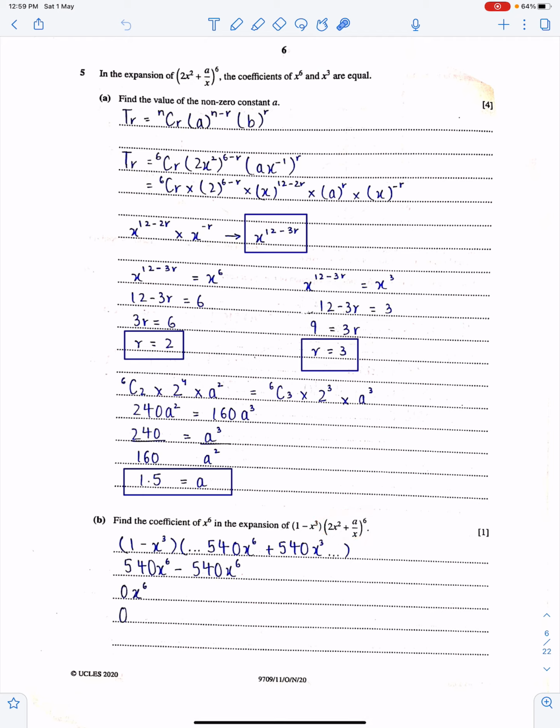So by multiplying 1 with this term, we have this term, 540 x power 6. And by multiplying negative x cube with this, we have this term, minus 540 x power 6. So by simplifying this, we have 0 x6. Since we have to give the coefficient, just write 0. Don't leave your answer here, because this is the term and this is the coefficient.